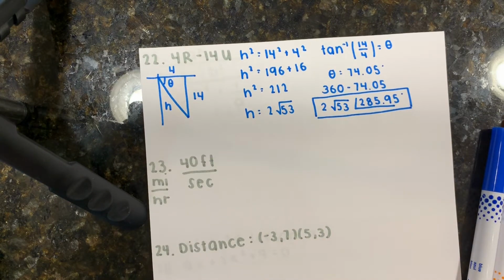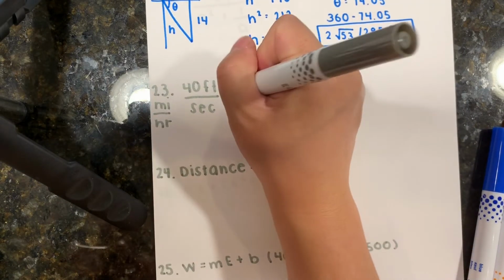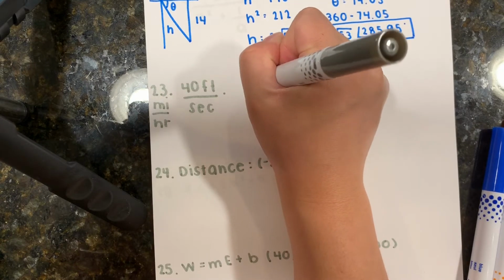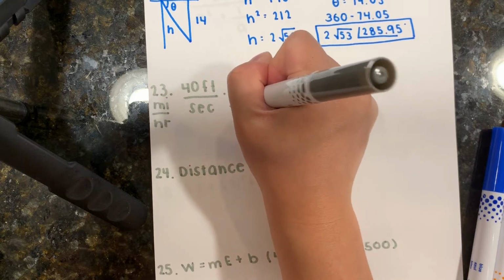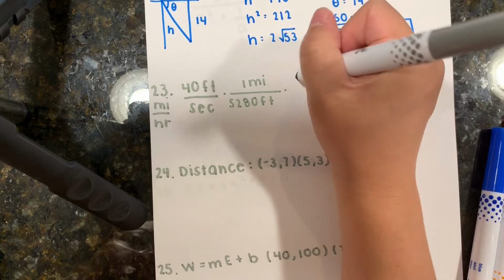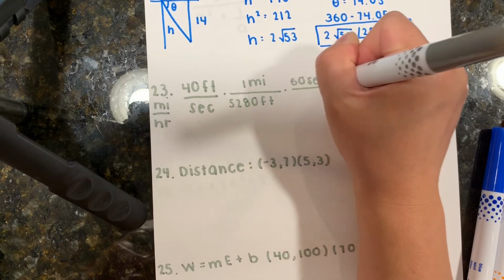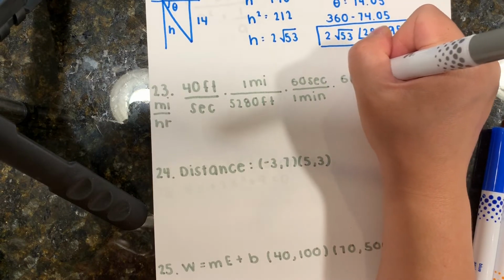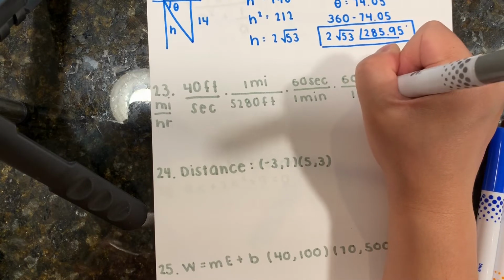Number 23, all I have to do is convert this from feet per second to miles per hour. So the first thing we're going to do is convert this to miles. So that's 1 mile in the numerator, and then 5,280 feet in the denominator. Seconds to hours, so there's 60 seconds in 1 minute, and then 60 minutes in 1 hour.